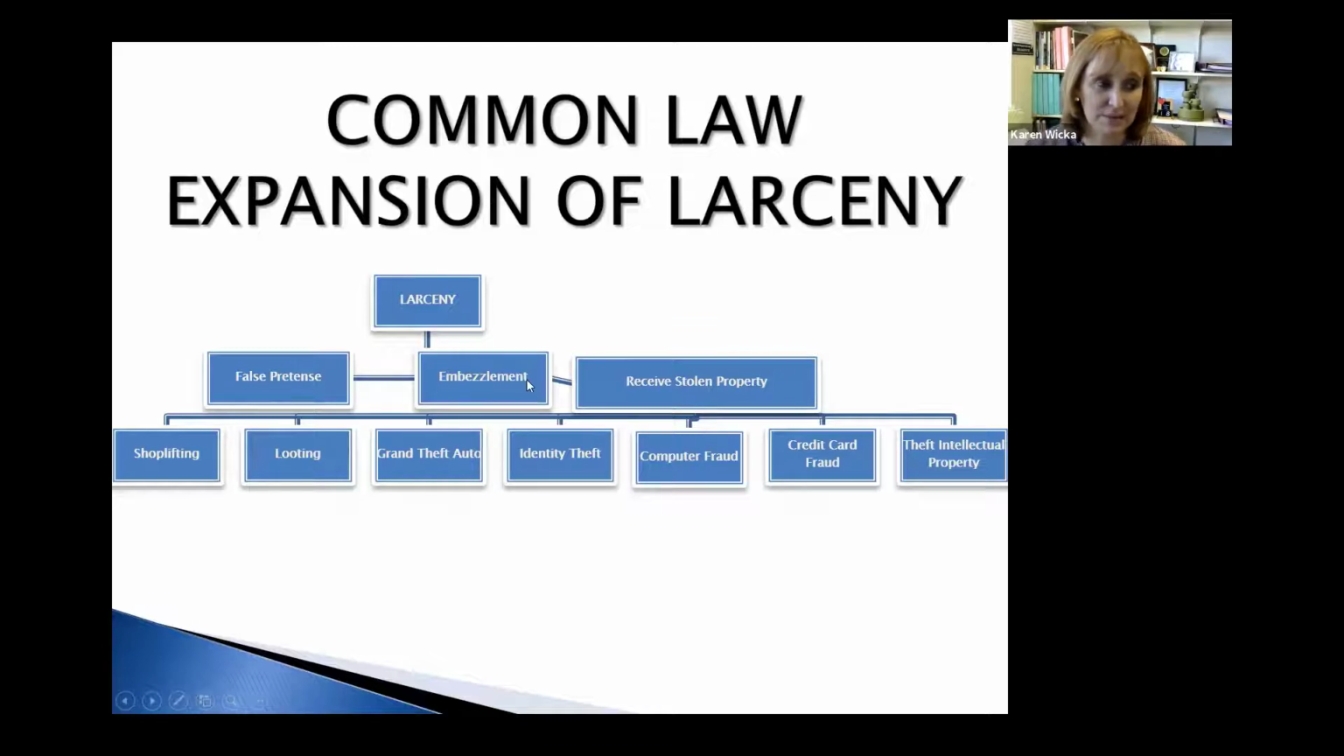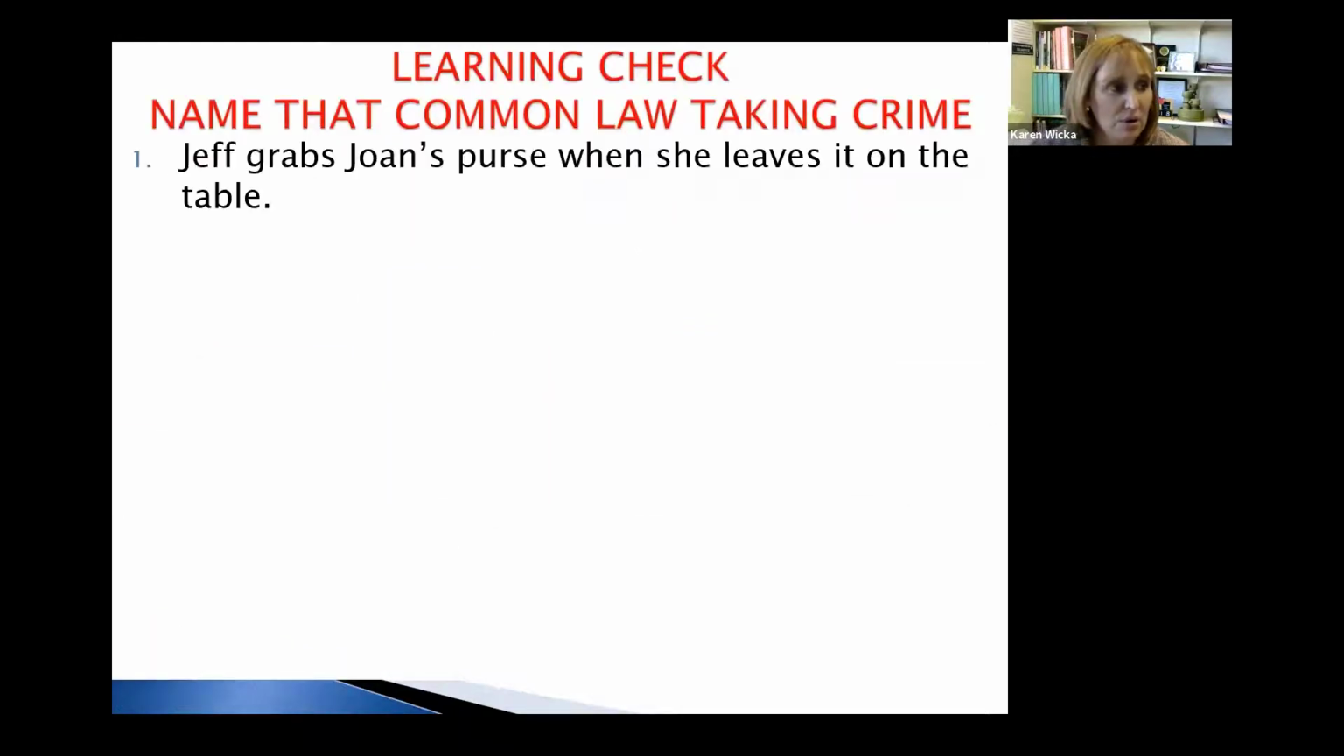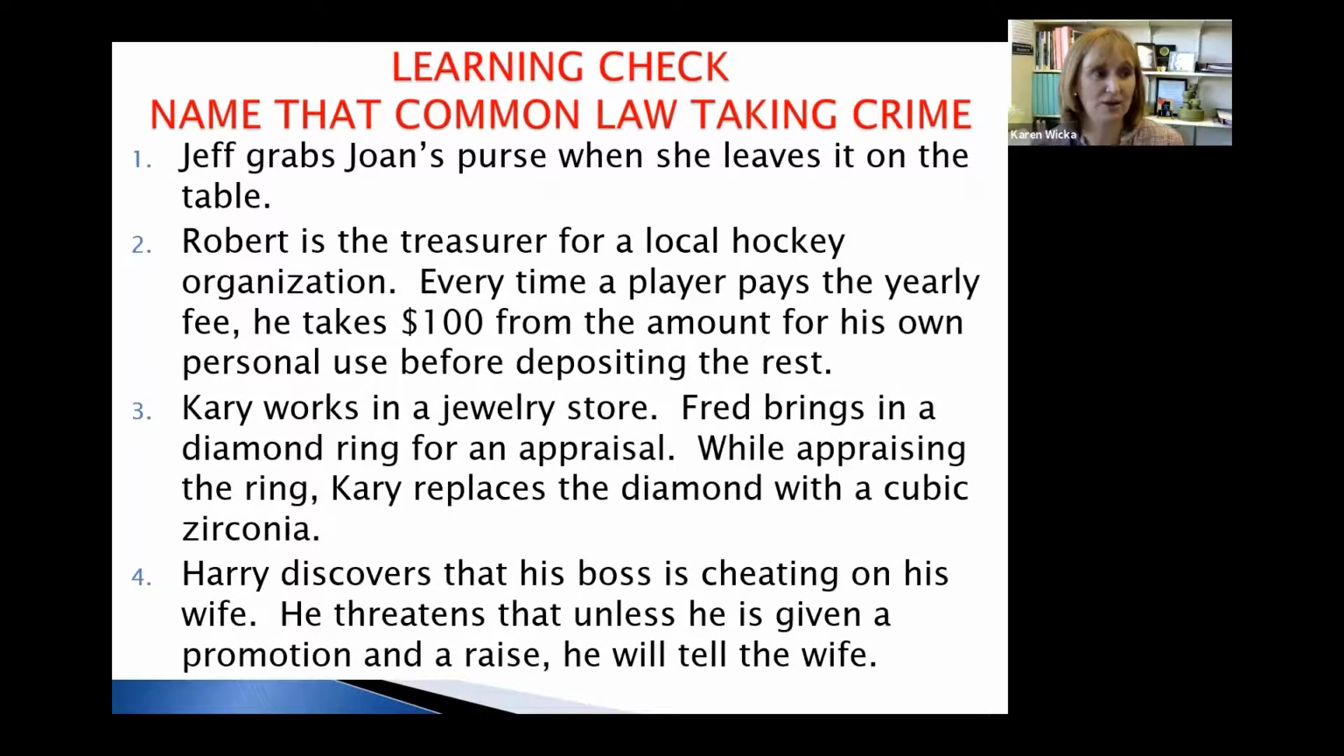So false pretenses, embezzlement, stolen property, we talked about shoplifting. Some have specific crimes for that: looting, grand theft auto, identity theft, so stealing social security numbers and personal information about a person's identity, computer fraud, credit card fraud, and then intellectual property, which we'll talk about at the end of the next lecture. Okay, so what I want you to do is stop the video and try to figure out which common law taking crimes each of these would be. And then when you're ready, start the video again, and I'll click to the next slide and you can see if you got it right.